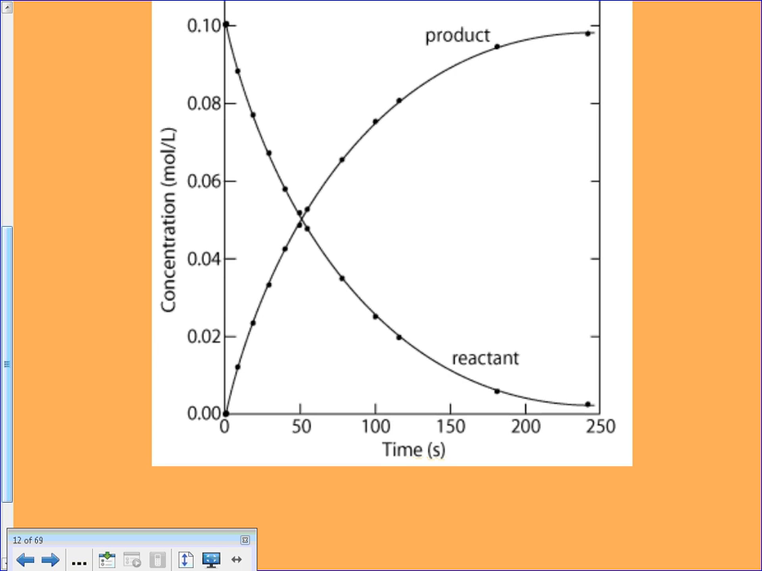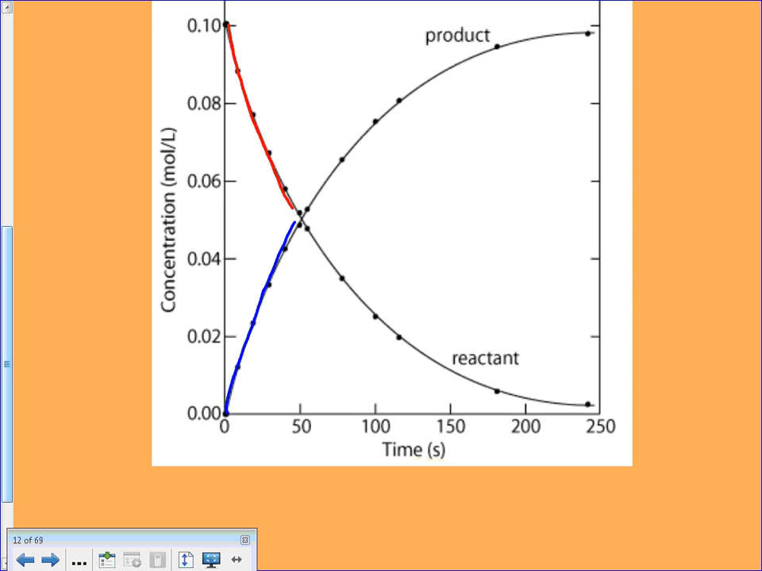So at time 0, what did I start off with at time 0? 0.1 what? Molar concentration. So my concentration of the reactants was 0.1 molar, and my concentration of products was 0. So over time, as the reactants get consumed, they go down, down, down. And then as they start to go down, well, you're like, law of conservation of mass, gotta make something, making products. So then they slowly go up, up, up.